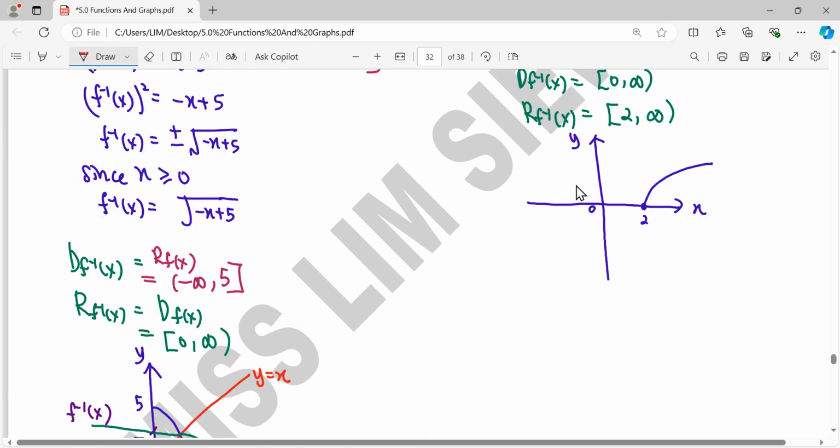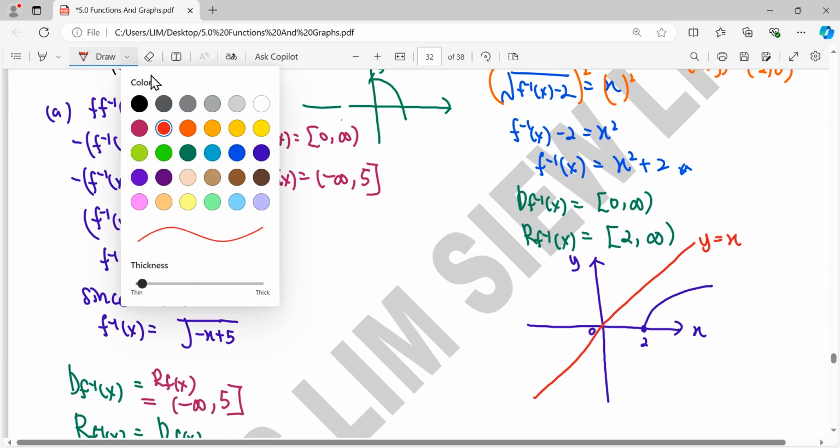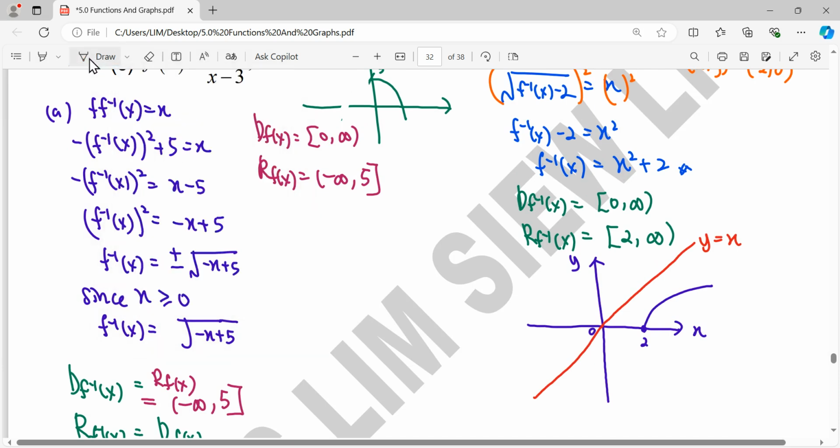Then to get its inverse function, f inverse, we need to do a reflection on the axis of y equals to x. So these two, when reflected, will come to this side. So we do our symmetry. So this is our f inverse. This is our function. Label our graph.